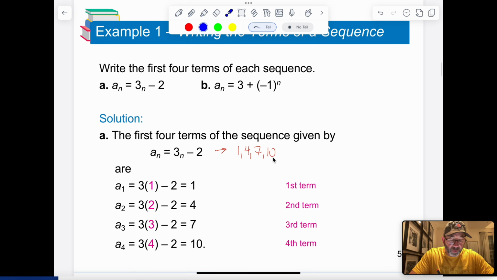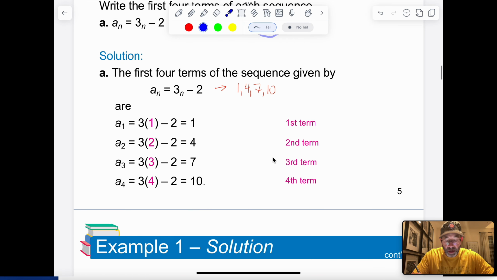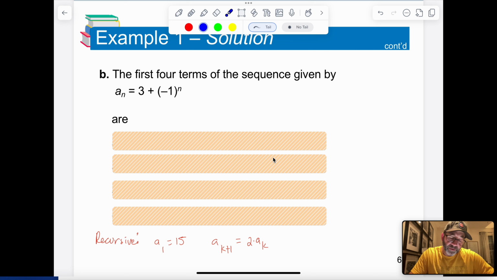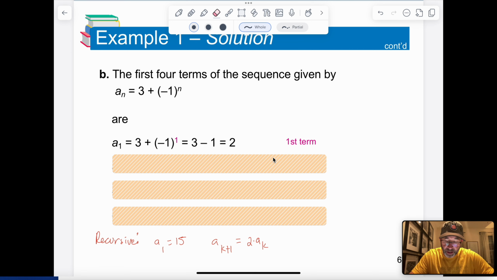I want you guys to notice what's going to happen with this one right here because we have a negative 1 to the n power. Let's see if it shows in this example here. It says write the first four terms of the sequence below. If we put in a 1, what's going to happen is we're going to have a 3 plus negative 1 to the first, which will be 3 minus 1.